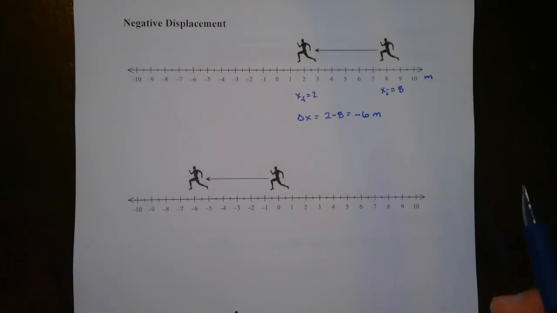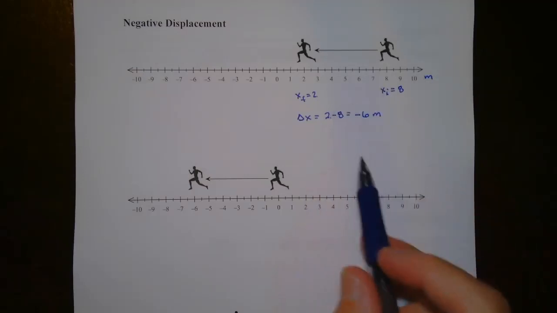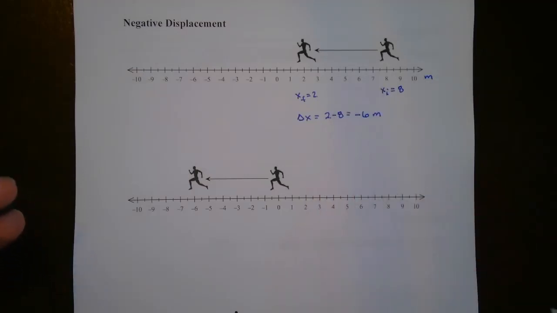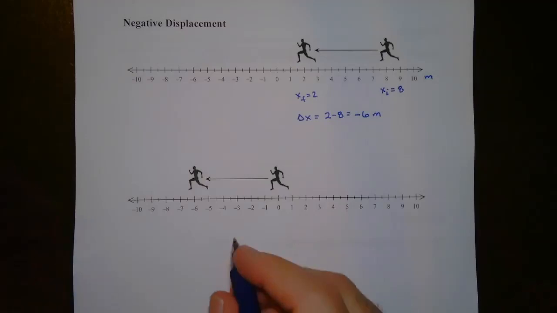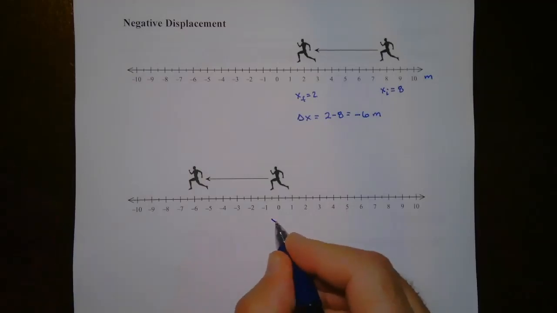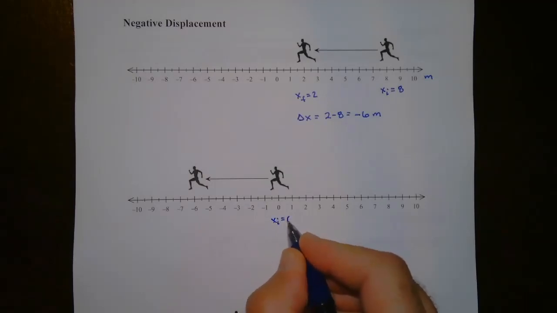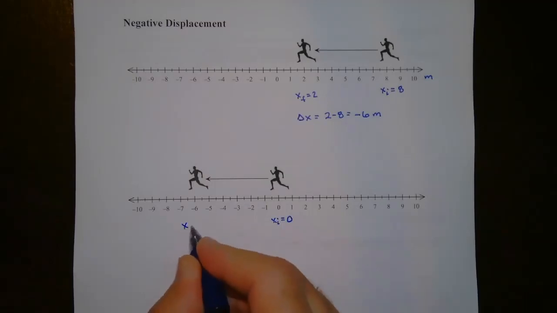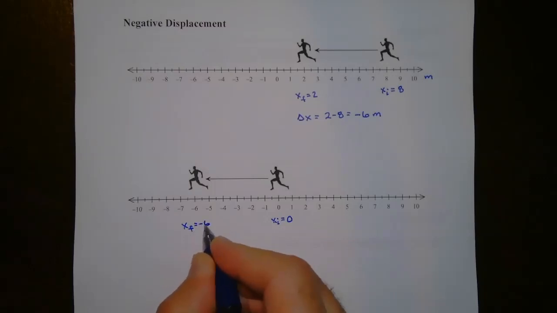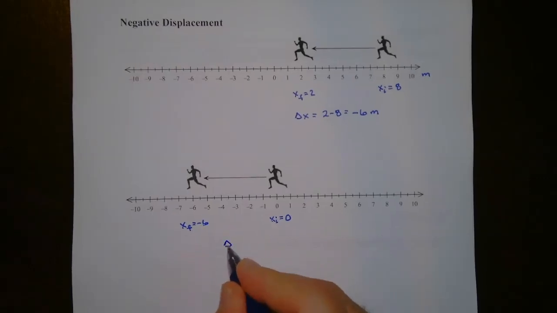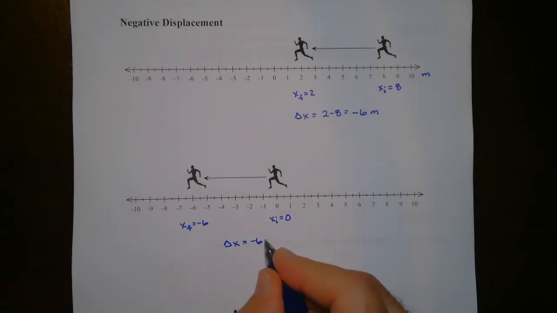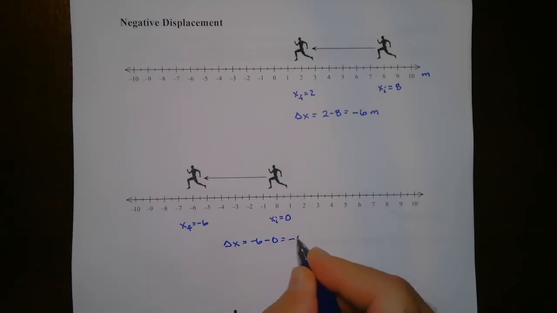That means we went to the left 6 meters. That's what the negative is going to mean. Or if we were going up and down, we'd be down 6 meters. Notice it's going left. See, all of these are going to come out to be negative because our movement is to the left. For this one, my initial position, x sub i, is equal to 0. My final position is at -6. So my displacement, delta x, would equal -6 minus 0, which gives you -6 meters.